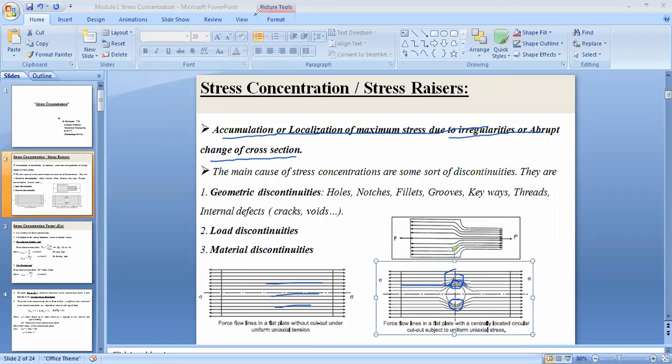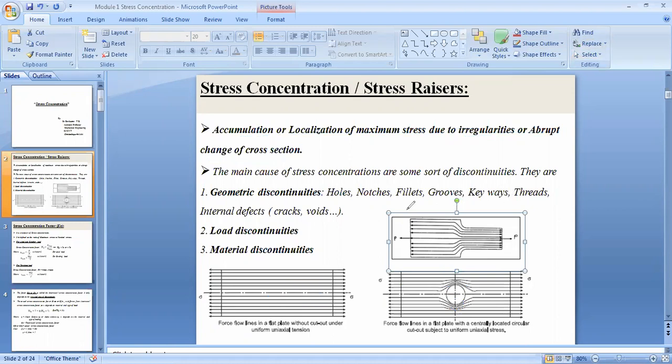Similarly, take one more geometry. One more geometry is irregular geometry. It is a sudden decrease in dimension, as in figure C, the figure highlighted here. What happens in this figure? Suddenly the diameter of the component decreases, or the dimension of the component decreases. Here also the stress is accumulated. When you subject the component to load, the maximum stress is accumulated at the sharp corner.